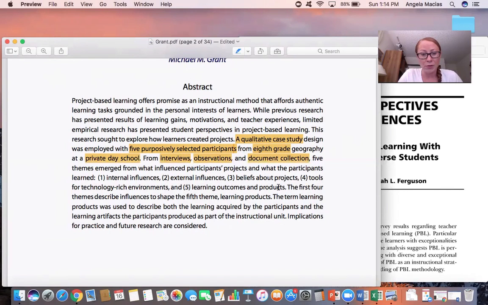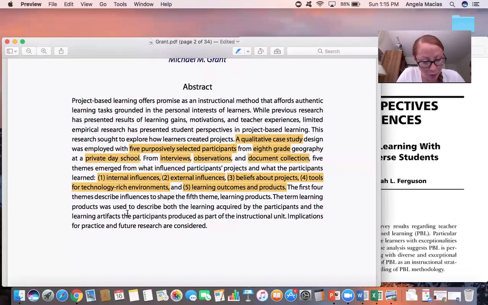I've done this kind of research a lot. It's common in education. We look at student work to see what they're learning, right? 5 themes emerged. Okay, so now let's see if we can tell what these themes are. We have internal influences, external influences, beliefs about projects, tools for technology-rich environments, and we have here learning outcomes and products. The first 4 themes describe influences to shape the 5th theme, learning products.